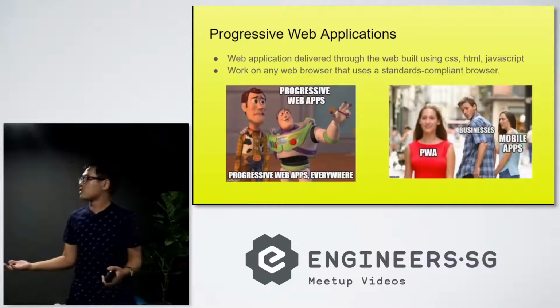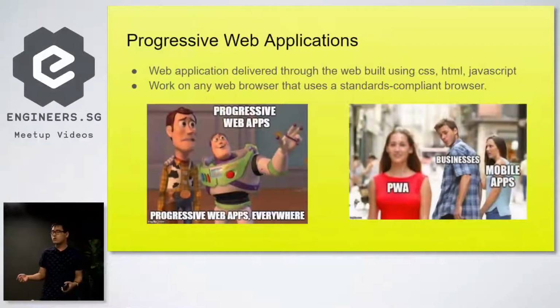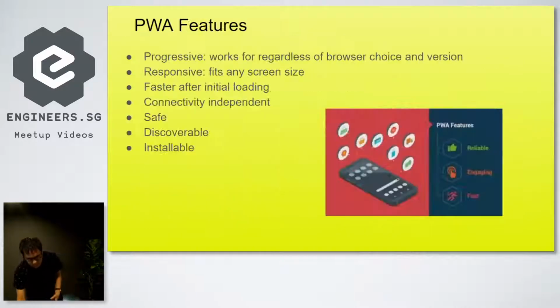So what exactly is a progressive web application? A progressive web application is a tool designed by Google. It's a web application that you can build using CSS, HTML, and JavaScript. And it works on any web browser, and it complies with the standards by the W3C, the World Wide Web Consortium.